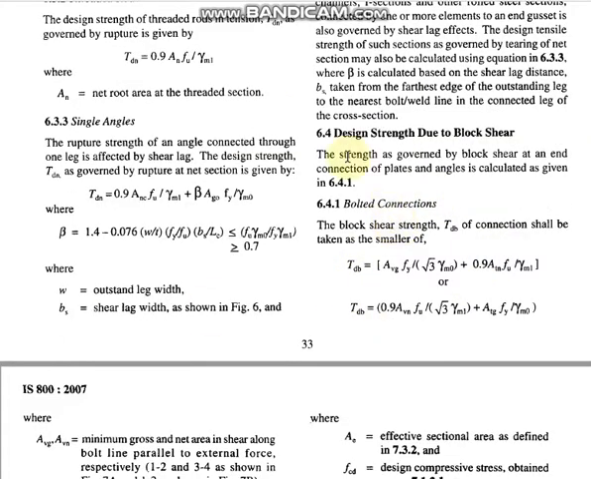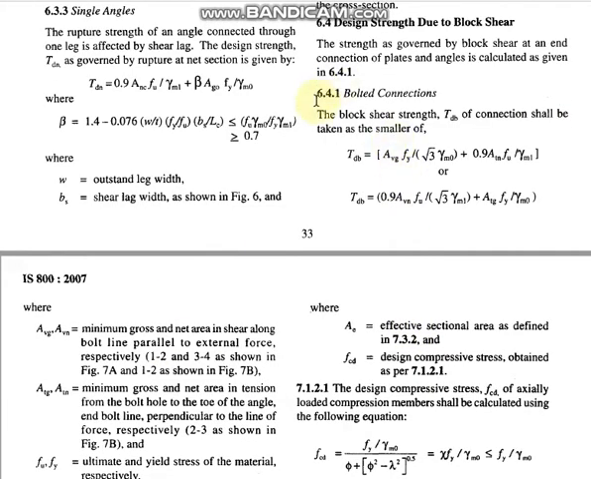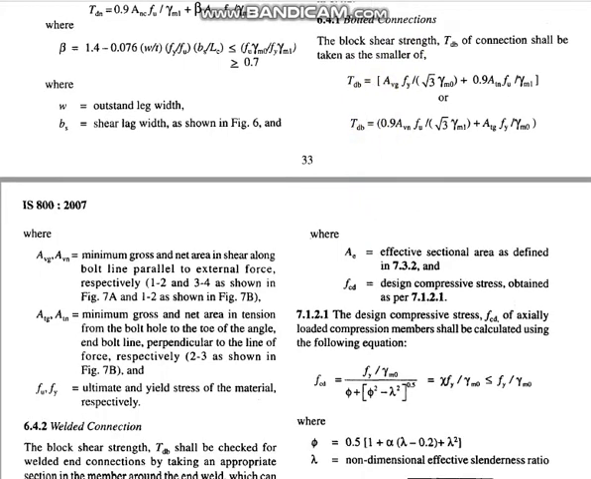Clause 6.4 gives information on the design strength due to block shear. The strength as governed by block shear at an end connection of plates and angles is calculated as given in clause 6.4.1. Clause 6.4.1 gives the block shear strength for bolted connections. Here the block shear strength Tdb of connection shall be taken as the smaller of these two Tdb values.